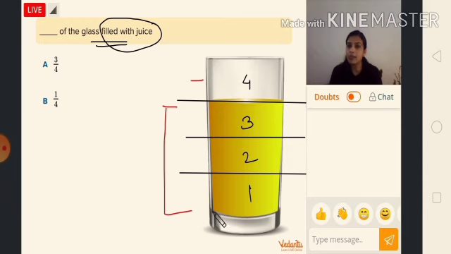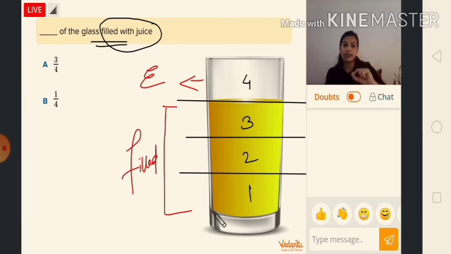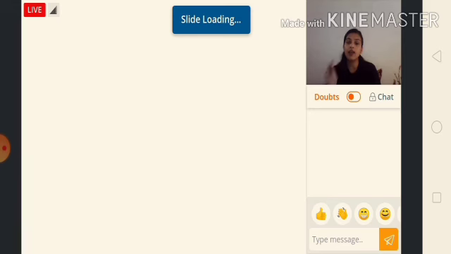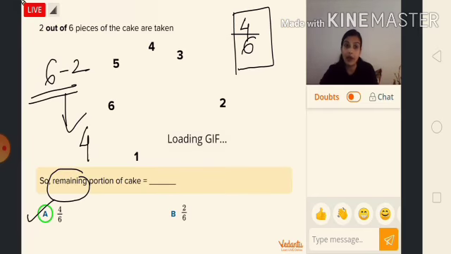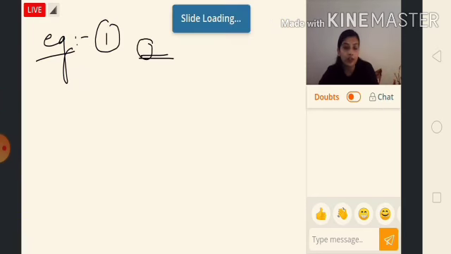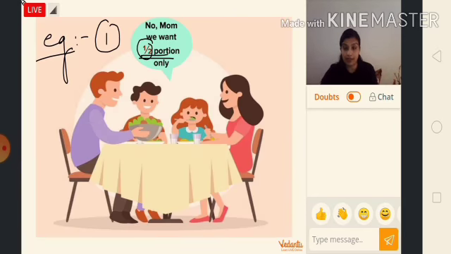Only some part is empty and major portion of the glass is filled, right? So out of 4 pieces, 4 portions, 3 portions are filled. So it will be 3 by 4 that is representing glass filled with juice. Okay, right? So it will be 3 by 4. So all these 3 by 4s, 4 by 6 or 2 by 6 or the half bowl of salad, all these represented the real life example of fraction.